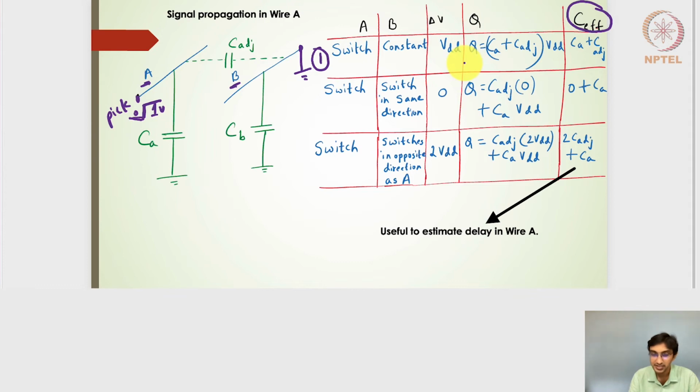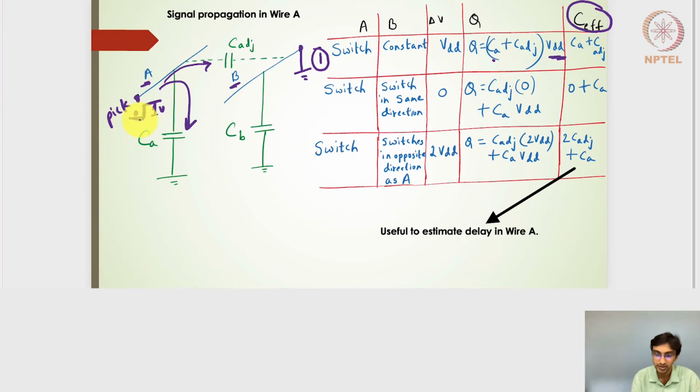So the charge that this particular driver circuit has to charge will be, it has to charge this capacitance CA, and it has to charge this capacitance C adjacent. CB is anyways held constant, so no need to charge the CB capacitance. So the overall charge will be nothing but CA plus C adjacent multiplied by VDD. That's the change in the voltage.